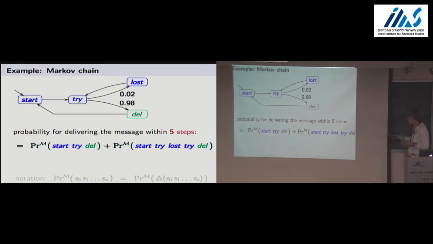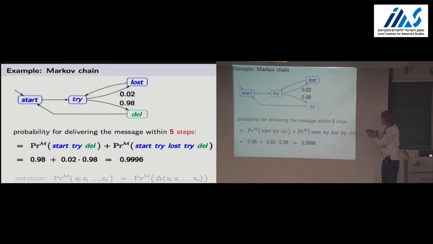try, lost, try, delivered. Now, these cylinder sets are disjoint. So just plug in what is the probability for this one. Well, here we have 1 times 0.98, so we just get this value. And for this second path here, we get this 0.98 multiplied with 0.02. So altogether, we get this value.